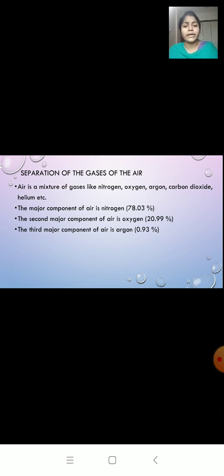But what is the use of nitrogen? Nitrogen is used to make fertilizers. Oxygen is used in hospitals. For patients who have breathing problems, we have oxygen cylinders. And argon is used in electric bulbs. This we have learned in the first chapter, plasma.